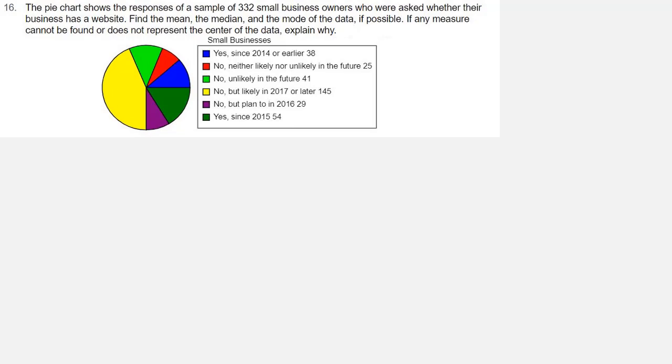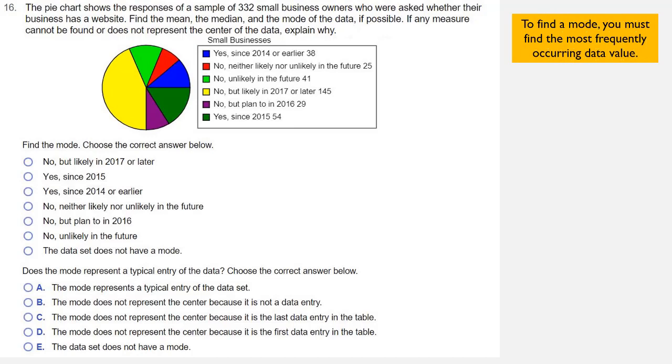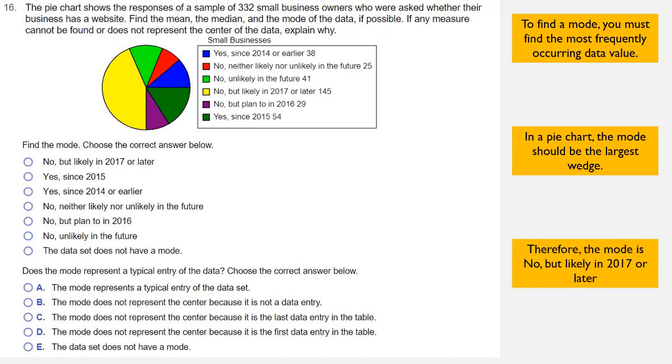We'll move on to the mode. Can we find the mode? Well, the mode is the most frequently occurring data value. So in a pie chart, we would expect the mode to be the largest wedge. The largest wedge here is the yellow wedge, and that yellow wedge stands for the response no, but likely in 2017 or later. So that's going to be our mode.